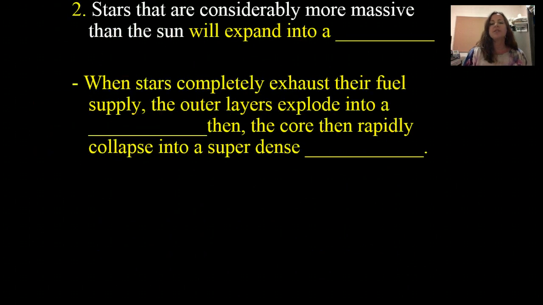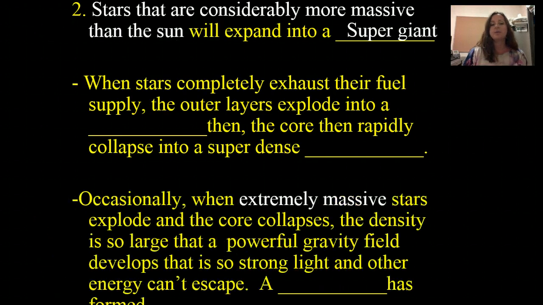Stars that are considerably more massive than the sun will expand into a supergiant. When the stars completely exhaust their fuel supply, the outer layers explode into a supernova. The core then will rapidly collapse into a super dense neutron star.